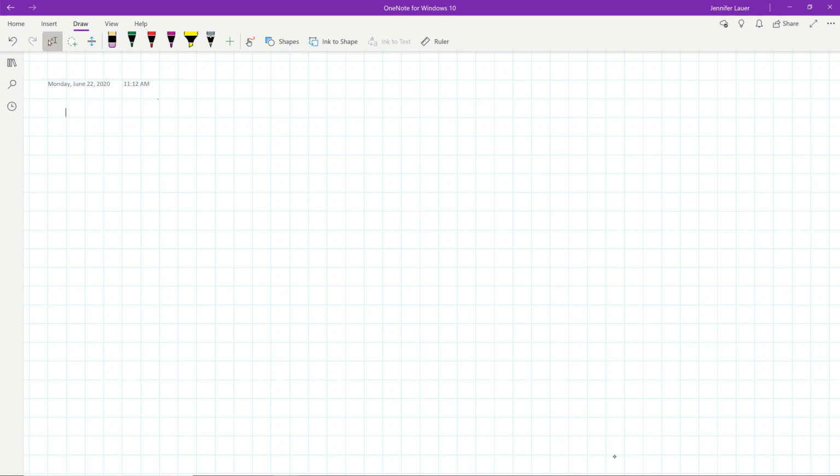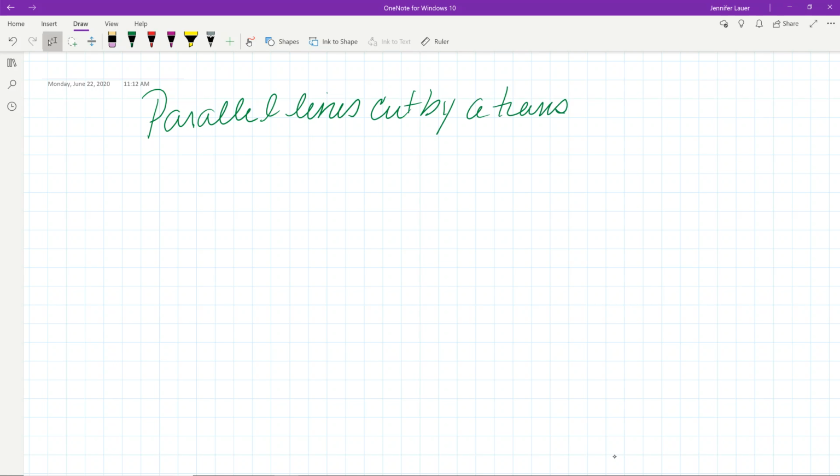Today we're going to be talking about parallel lines cut by a transversal. But this time, on the last video, we discussed angles of parallel lines cut by a transversal. Today we're going to talk about the sides of those parallel lines and measuring those.